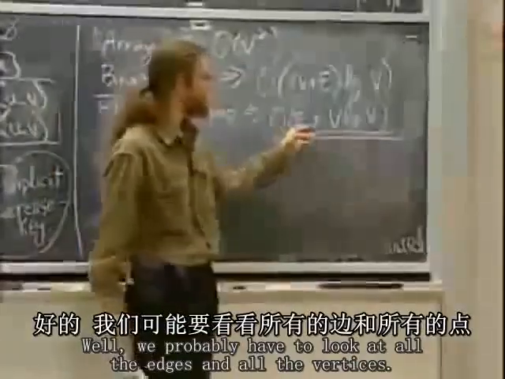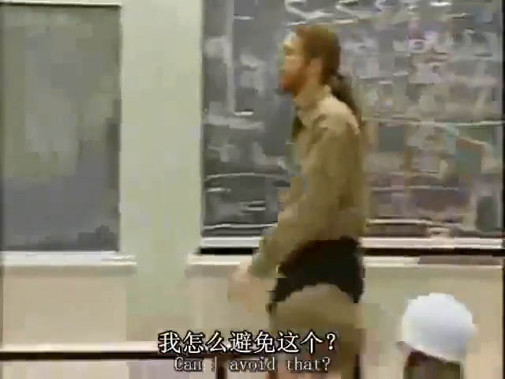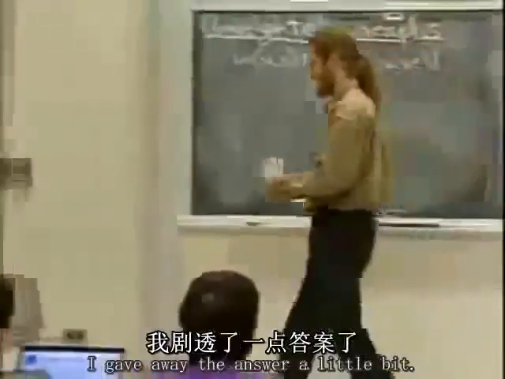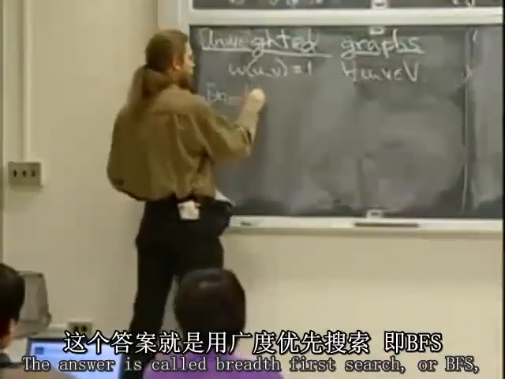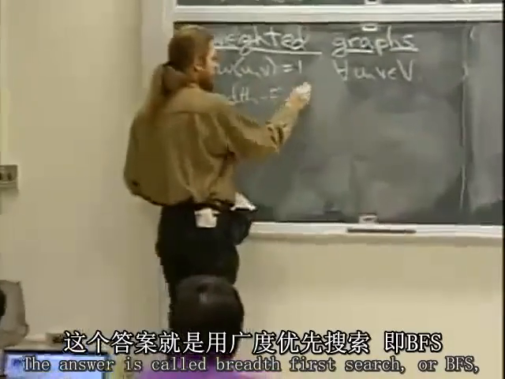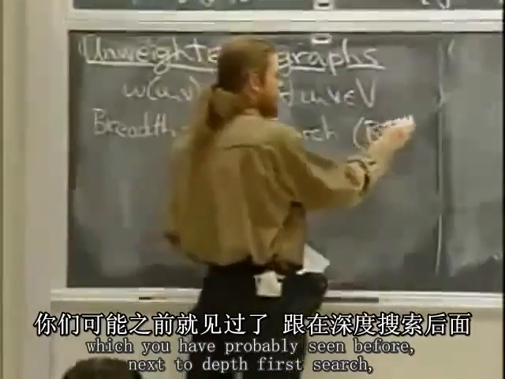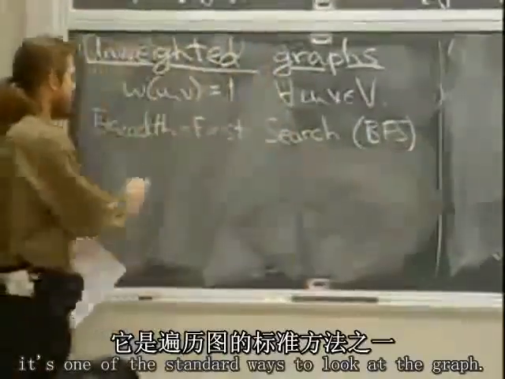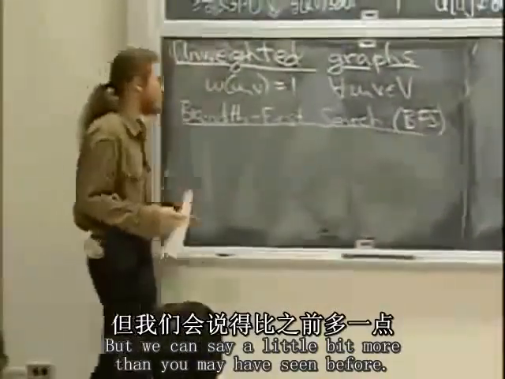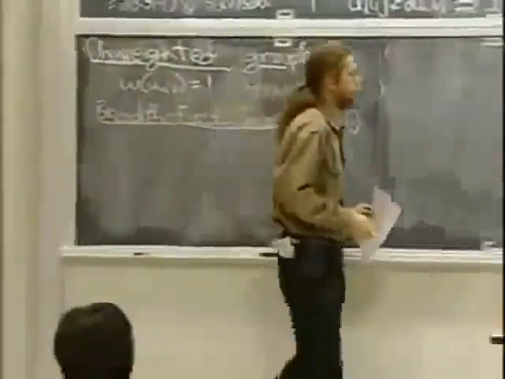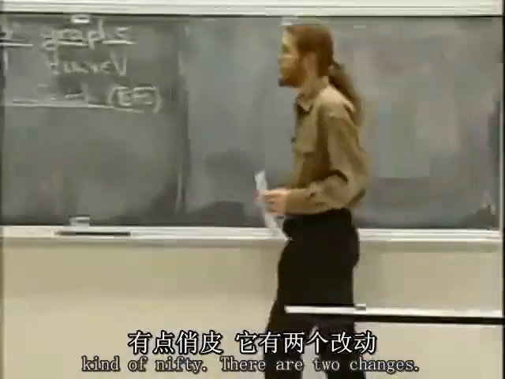Well, we probably have to look at all the edges and all the vertices, so the only thing I'm questioning is this log v. Can I avoid that? I gave away the answer a little bit. The answer is called breadth first search, or BFS, which you have probably seen before. It's one of the, next to depth first search, one of the standard ways to look at a graph. But we can say a little bit more than you may have seen before. Breadth first search is actually Dijkstra's algorithm. Kind of nifty.